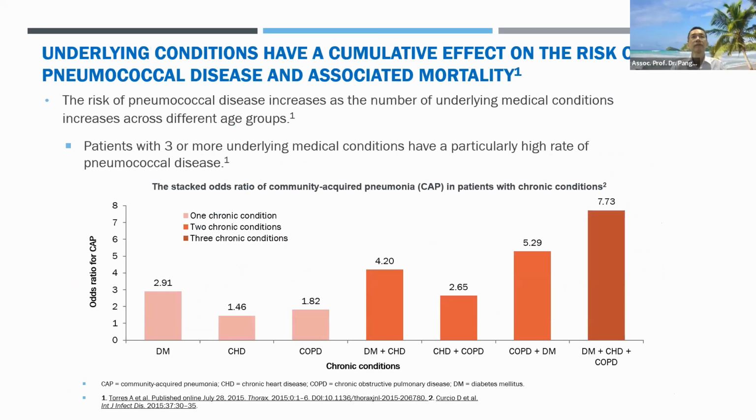Not only do coexisting medical conditions influence our risk, but also the number of underlying medical conditions. From this graph, you can see that the more comorbidities that we have, the more likely we are going to acquire CAP due to strep pneumonia.